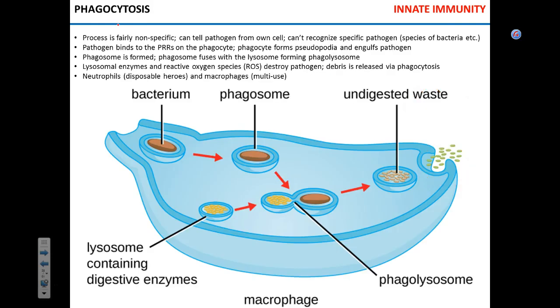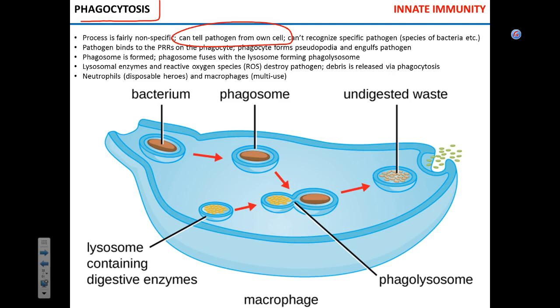Now, these patterns play a really important role not only in recognition, but also in the initiation of certain innate responses such as phagocytosis. So this process is non-specific, but when we say it's non-specific, we have to take into account that phagocytes like macrophages and neutrophils still can tell pathogens from our own cells. So they know which cells to destroy and which don't. They really cannot recognize any specific pathogens.